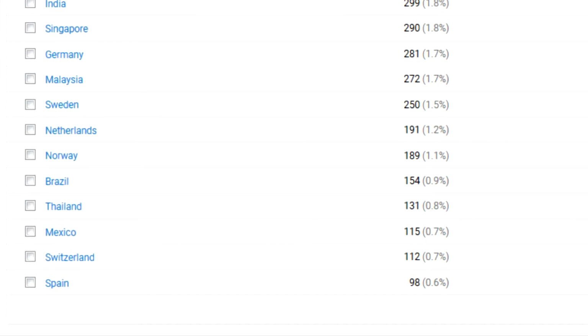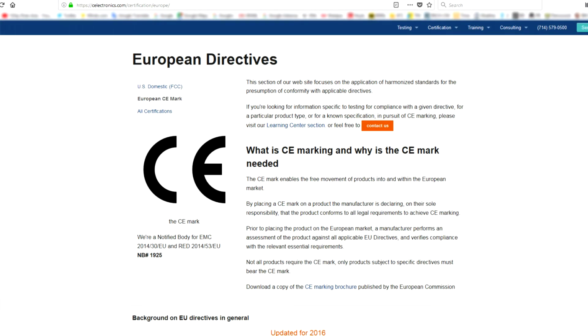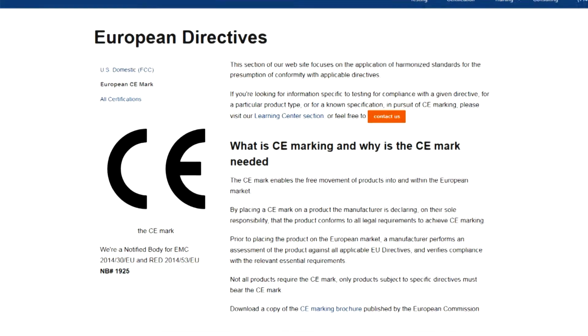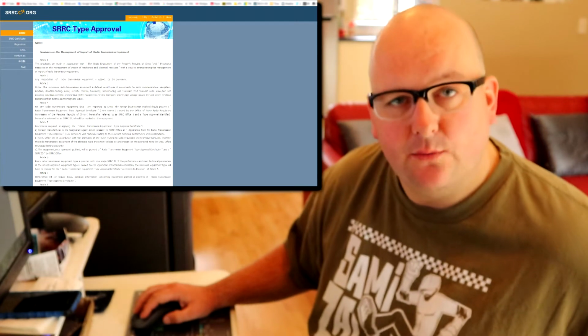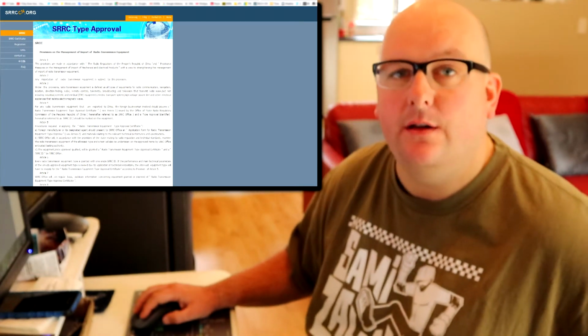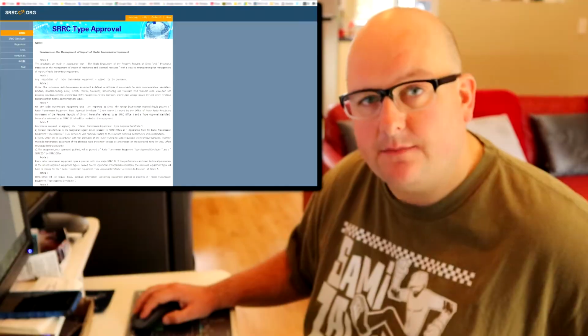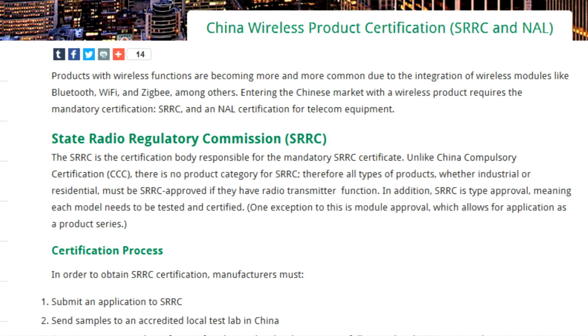So CE, I believe, stands for Compliance Europe. It is the protocol that obviously applies to Europe, but probably applies to the rest of the world too, because from what I understand, down in Australia and New Zealand where I am, CE is the protocol by which DJI drones will fly. And you have to understand, well, what the hell is SRRC? Well, SRRC is what they use in China. SRRC is State Radio Regulatory Commission. And you may be asking yourself, why is China special and different?